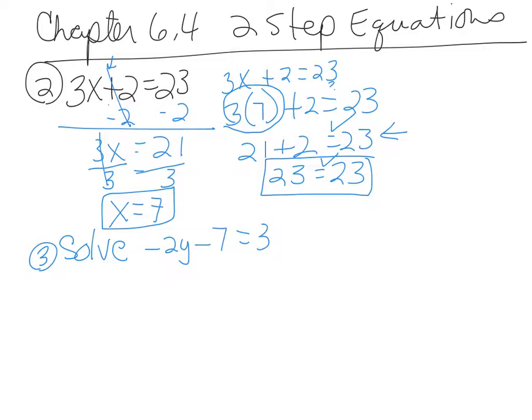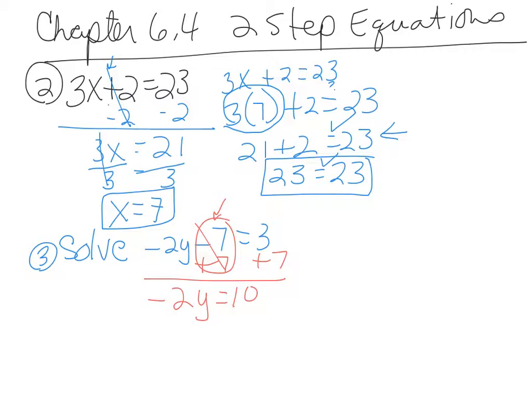Okay, don't panic. We're going to start on the y side. So we're going to start on this side here. And we're going to take care of the constant first. All right, well, the constant is negative 7. And how do you undo that? You add 7 to both sides. So you're left with negative 2y equals 10. Because this is a 0 pair, you got rid of it.